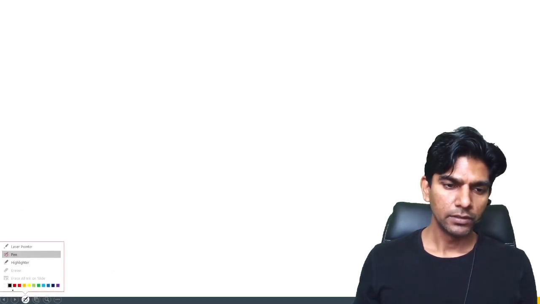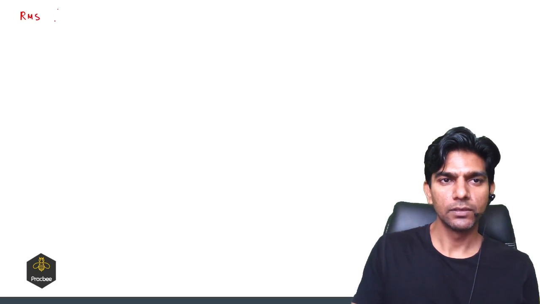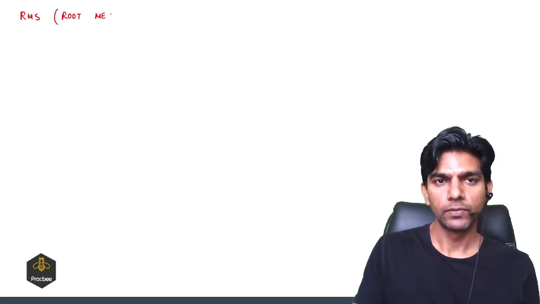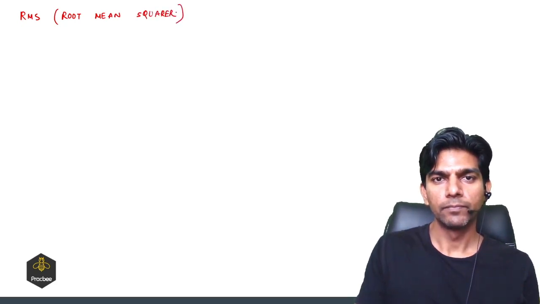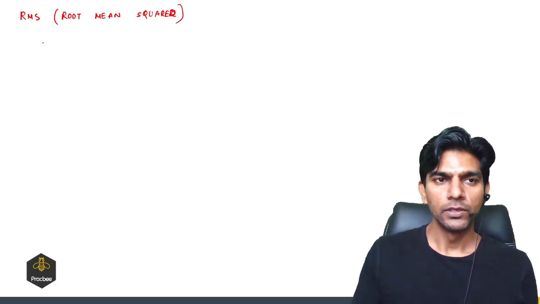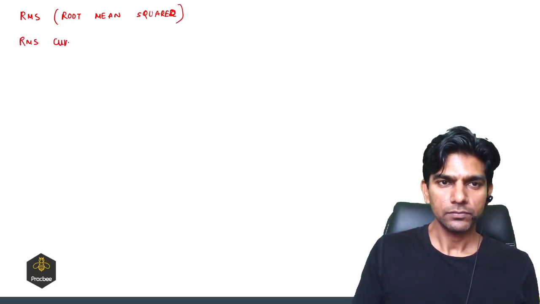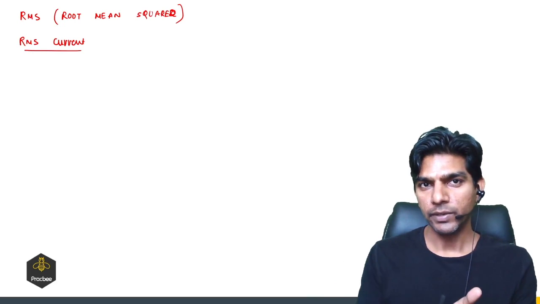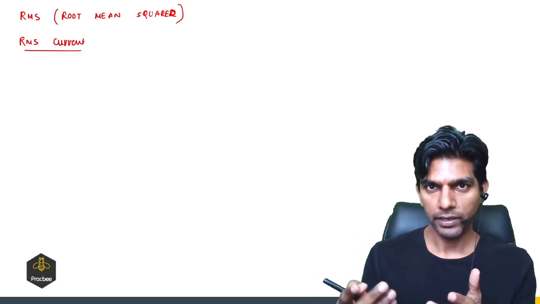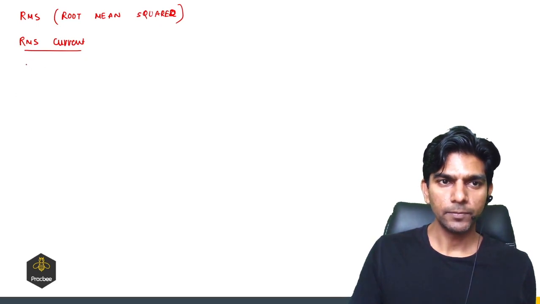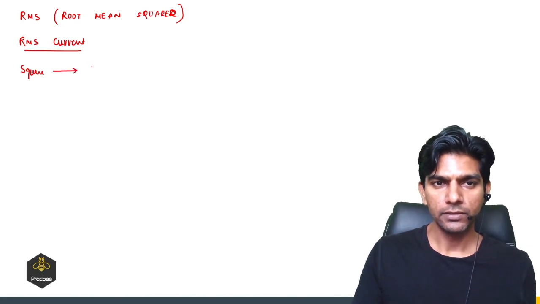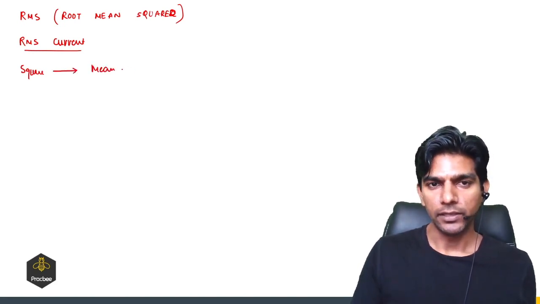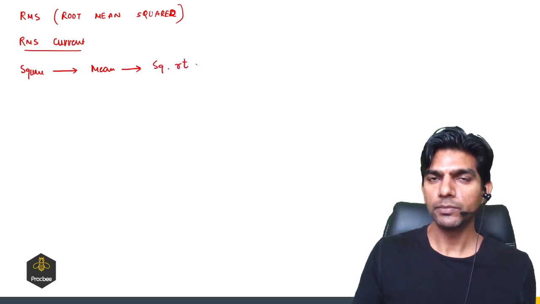RMS value, right? And RMS stands for root mean squared value, right? Root mean squared value. So RMS current, what is RMS current? So we have given I as a function of time. Root mean squared means you have to square the function, take the mean, and then take the square root. So first you have to square the function, then you have to take the mean, that is the average of that, and then you have to take the square root. So do remember these steps.